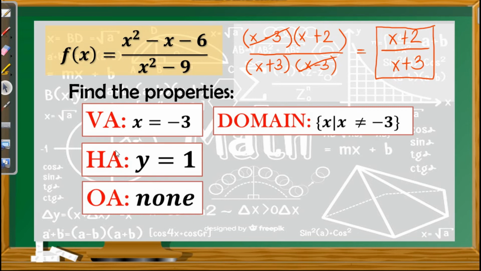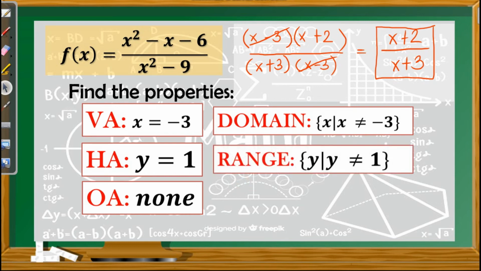And since we have a horizontal asymptote, it follows that there is no oblique asymptote. And based on our HA, we have the range now, which is y not equal to 1.